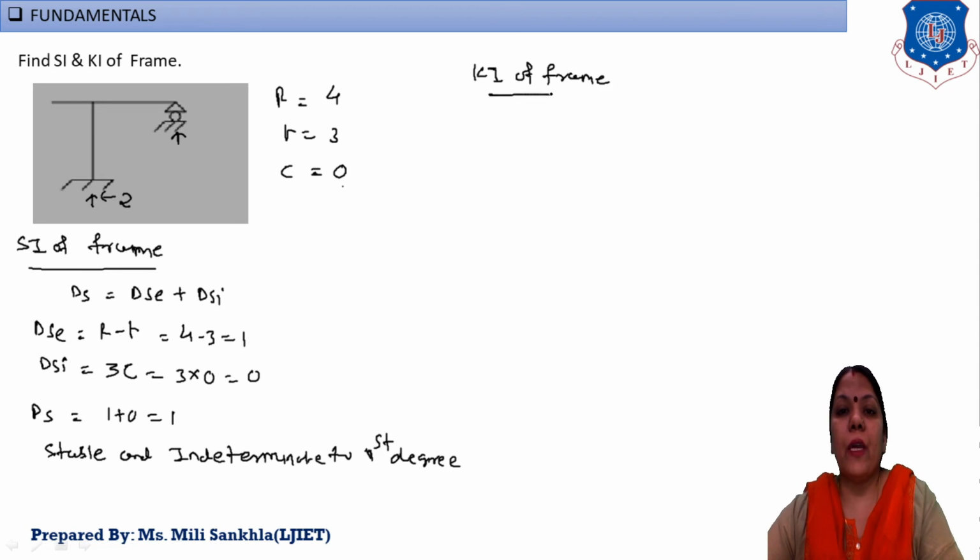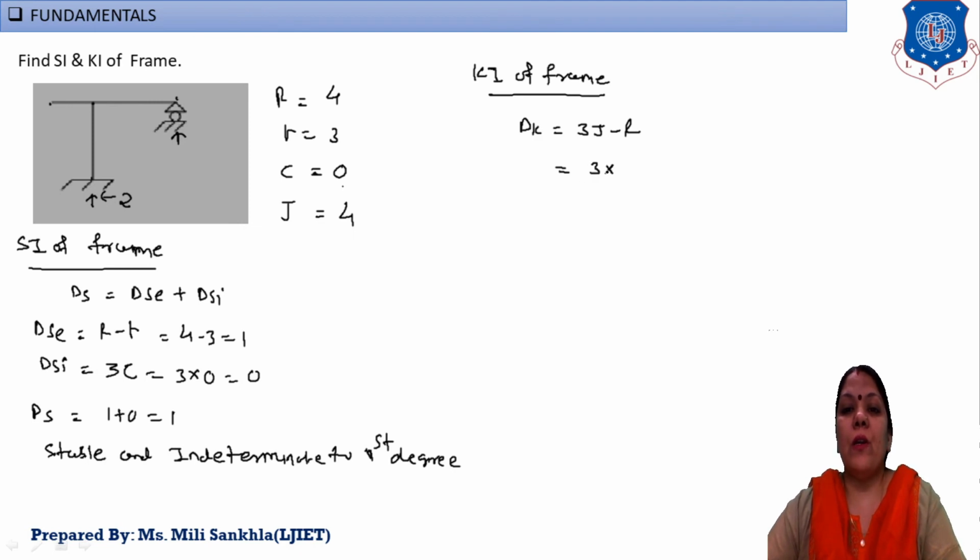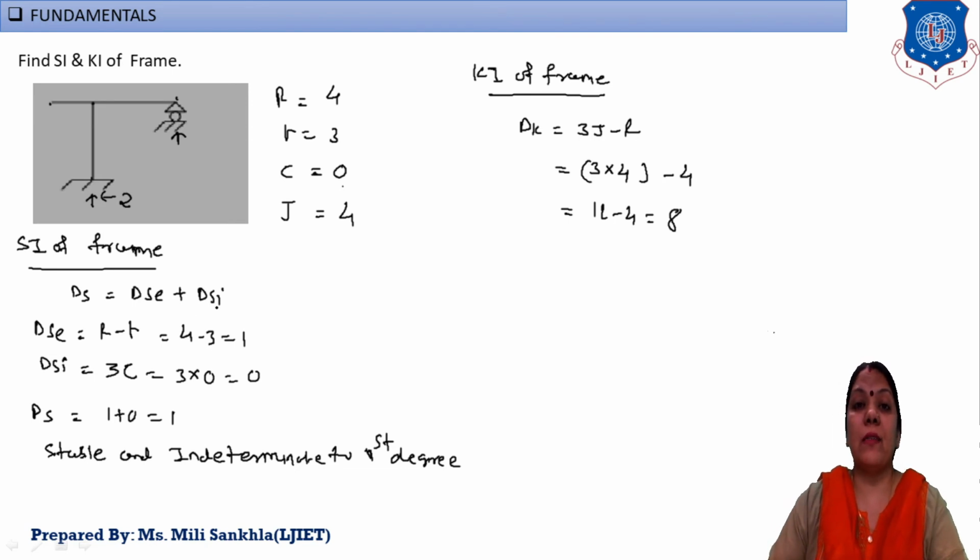Okay, now KI of frame equation, DK is equal to 3j minus r. Okay, here we find out j is equal to 1, 2, 3 and 4. j for joint is 4. 3 into j is equal to 3 into 4, and r we find out is 4. Now 4 3s are 12 minus 4 is equal to 8. Verify this answer, whether it is right or wrong. Here fixed support is given.